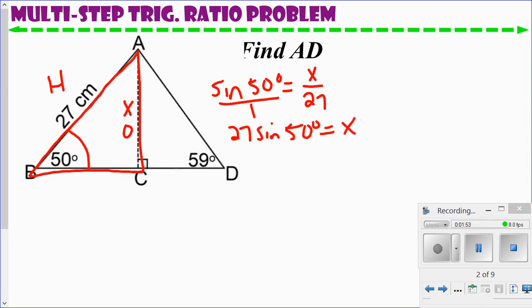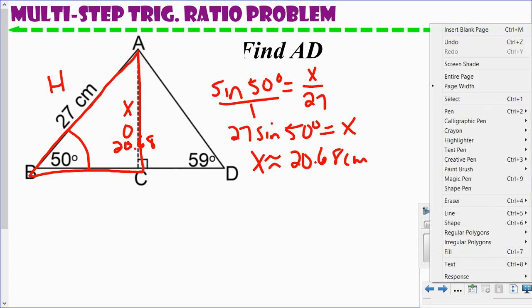So in the calculator, I'm now going to type 27 times the sine of 50 degrees. And when I do that, I'm getting X is approximately 20.68, and those are centimeters. So I'm going to go ahead and fill that in, 20.68. Now, again, that's not what I was looking for, but it's going to help me in the other triangle.